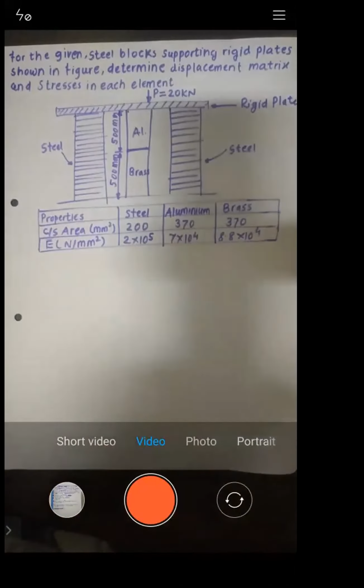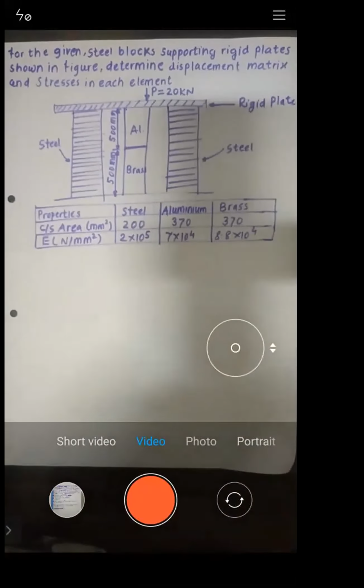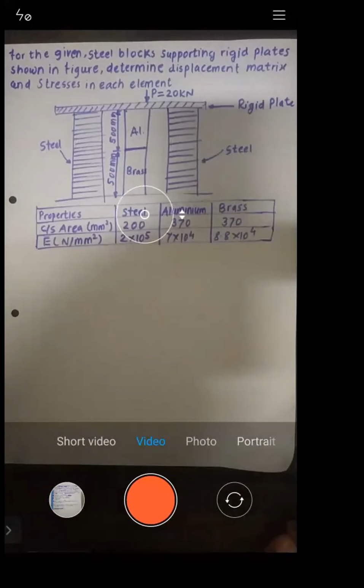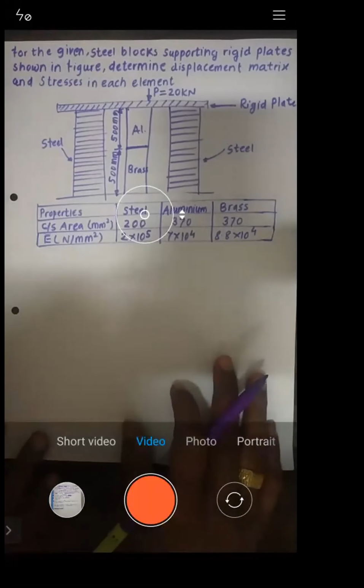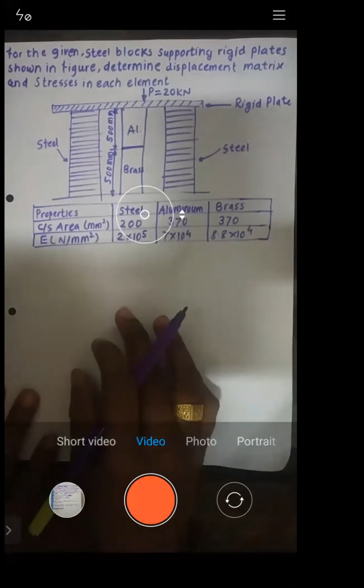So as I told you in the last lecture, there are 3 criteria for discretization. The first criterion is change in material. The second criterion is change in cross section, and the third criterion is the point where the load is applied. At that point you form the node. So these are the 3 criteria as I told you in the last lecture, right? So let's start with forming the elements.